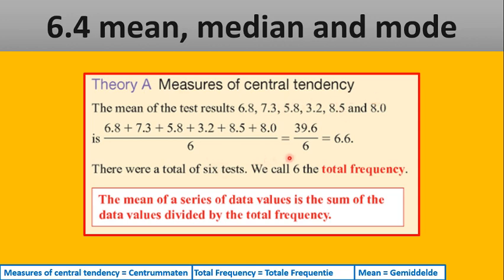This number 6 is what we will call the total frequency, oftewel de totale frequentie, the number of tests that were taken in this case. Right, and then you're first going to add them all up, use brackets if you're going to calculate this on your calculator. Then divide them by 6, so your mean would be in this case 6.6. And I think this is pretty clear on how you will do this. I think you already use this in daily life.